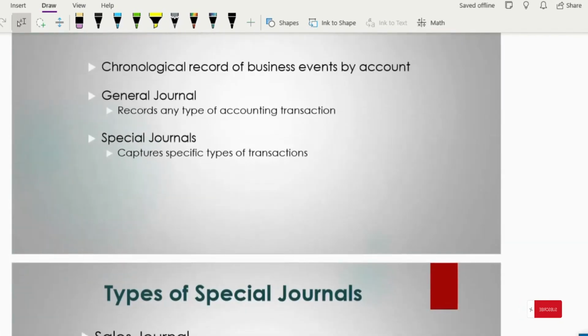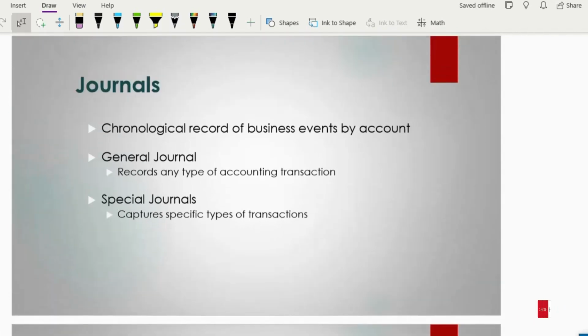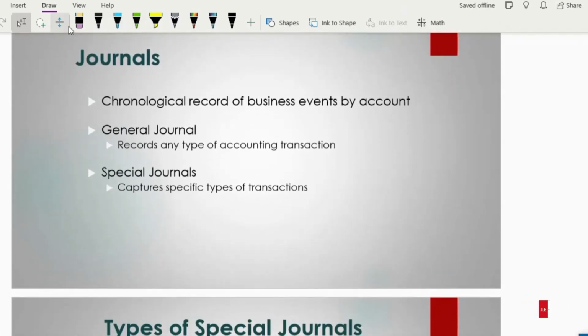Basically, a journal is a chronological record of the business events. When I say chronological record, I mean in a systematic way, as they appear in a sequence, we record these business events. But these business events should be in economic terms, they should have some dollar values, and they should be affecting the financial statements of the companies.